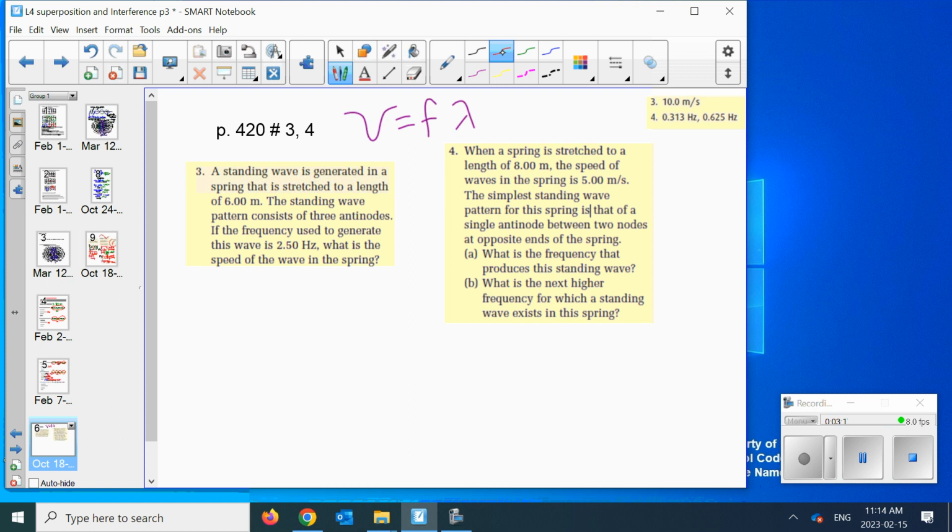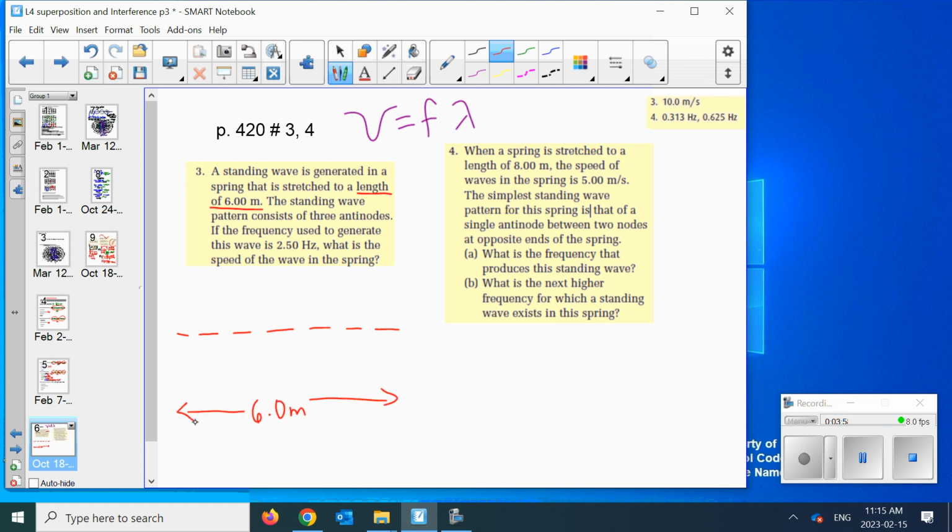A standing wave is generated in a spring that's stretched to a length of 6 meters. The wave pattern consists of 3 antinodes. The frequency used to generate the wave is 2.50 hertz. What's the speed of the wave in the spring? Okay. I need a diagram. I suggest that if you're getting a standing wave question, or a wave question generally, you need a diagram. Now, this is the spring at rest. I'm going to put a dotted line, and I'm going to put 6 meters down.